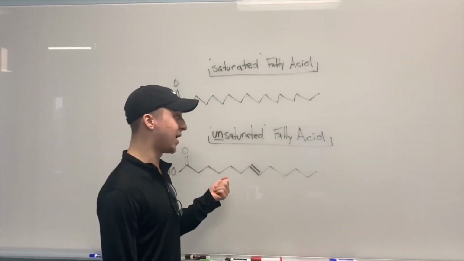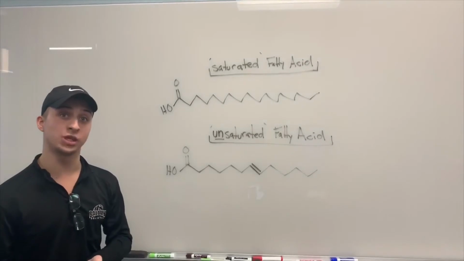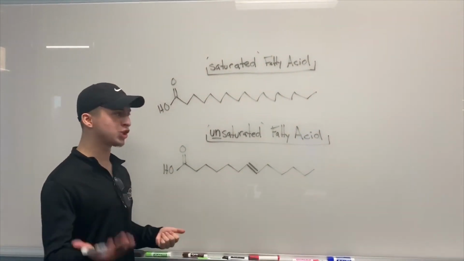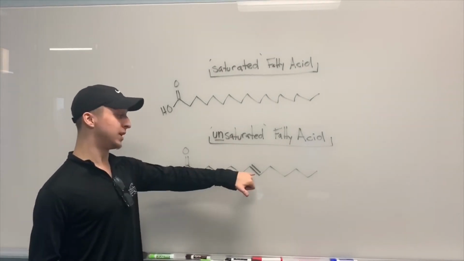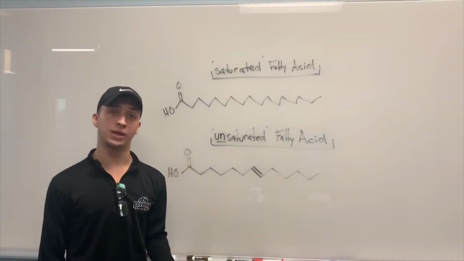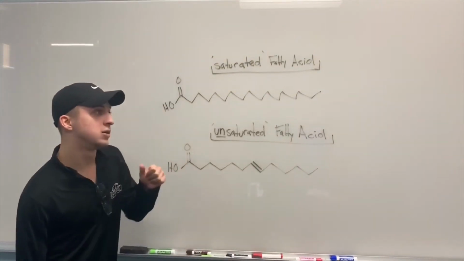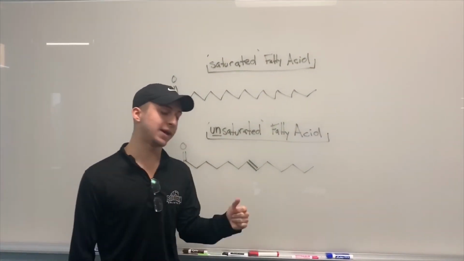Now, unsaturated fatty acids can either be monounsaturated or polyunsaturated. Monounsaturated, just like the name would hint towards, only contains one double bond, whereas polyunsaturated contains more than one double bond. Now looking at saturated fats versus unsaturated fats.